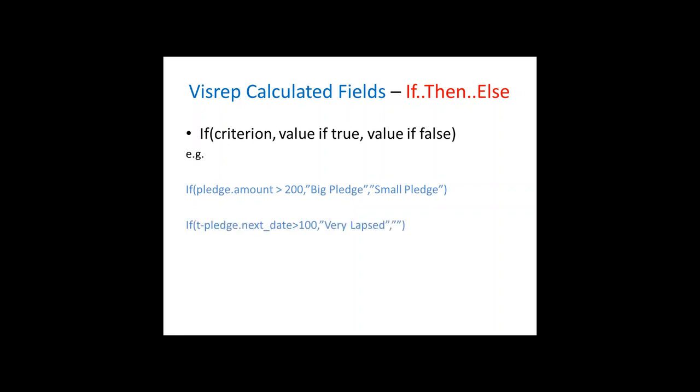Another example, and Gary used the T- option when he was looking at the date of birth to calculate how old a person was. In this case, we can look at when a pledge was due, and we're subtracting that from today's date. So what this is going to give us is a number of days that pledge is effectively overdue. And so in this case, if it's over 100 days since that pledge was supposed to have been paid, and it obviously still hasn't, then we're going to put in some value there which says very lapsed. And at the end there, you'll see that it's basically got 2 sets of double quotes, which means it's going to put nothing there, essentially. So it'll either say very lapsed or it will be blank.